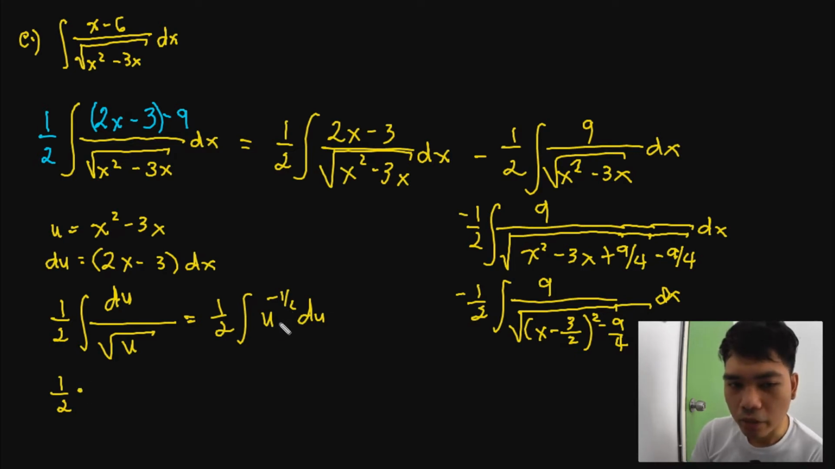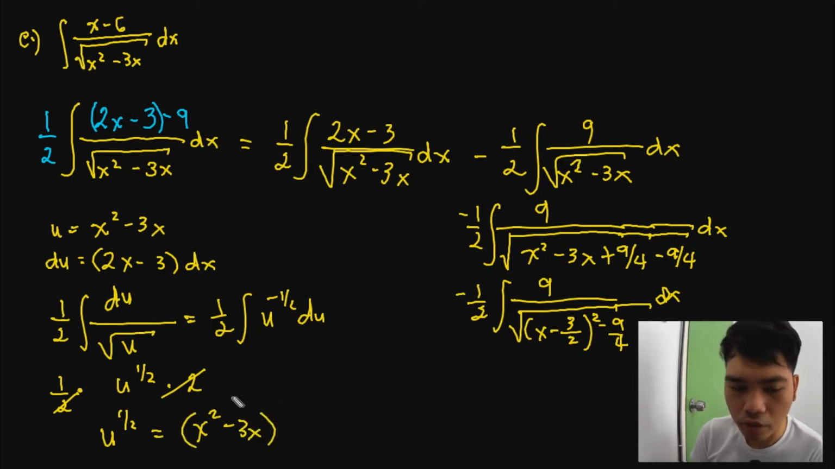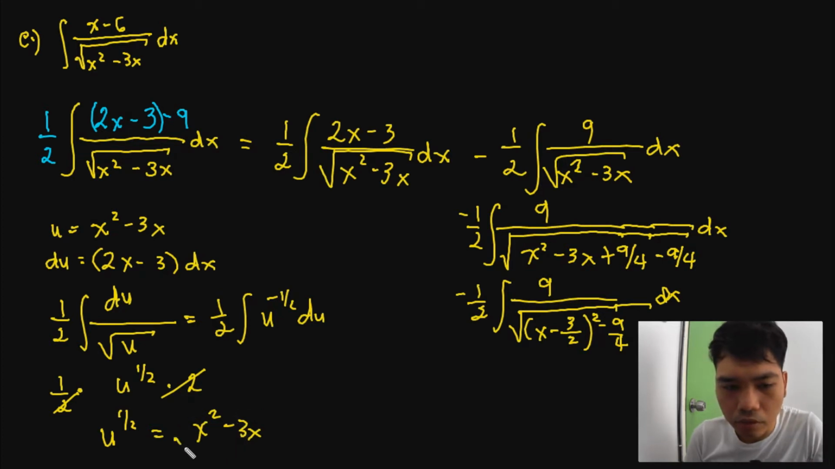And then, this one is u raised to negative 1 half plus 1, which becomes u raised to positive 1 half. And then, if we divide this by 1 half, we know quite well na this one will be multiplied to 2. Okay, so it cancels out this 1 half, and then we're left with u raised to 1 half, which is actually equal to x squared minus 3x raised to 1 half, or square root. Let's just use square root. Okay, so sa unang term, ito yung kanyang sagot.